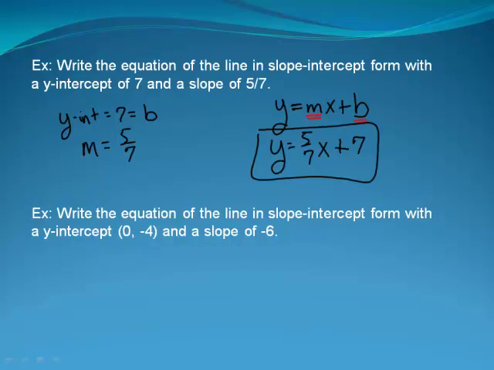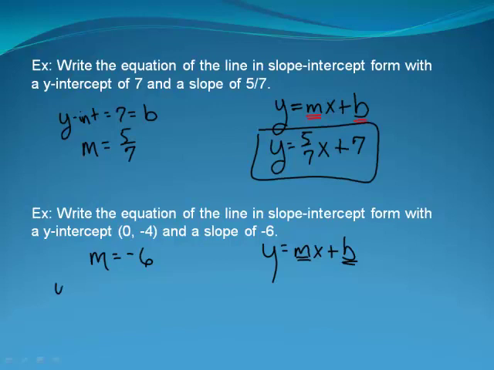Next example, write the equation of the line in slope-intercept form with a y-intercept of (0, -4) and a slope of -6. Okay, much the same. You know that y equals mx plus b is the slope-intercept form. You need two things. You need something to plug in for m, and you need something to plug in for b. So this problem does tell you what the slope is. They tell you the slope is -6.